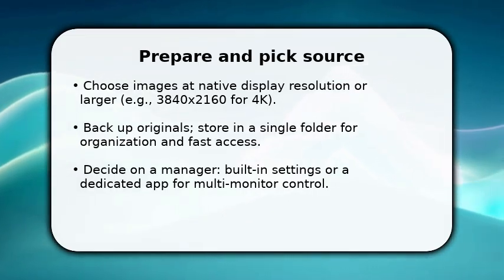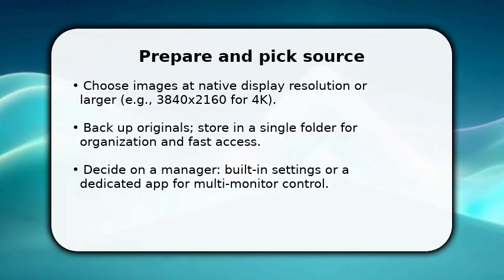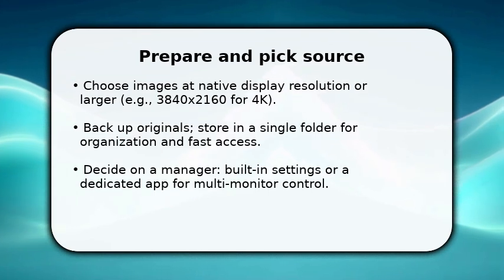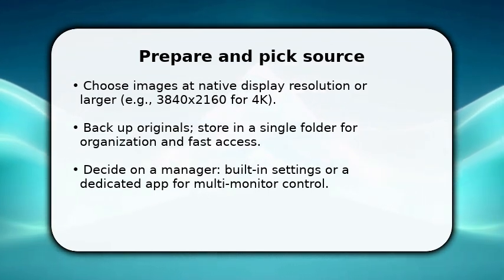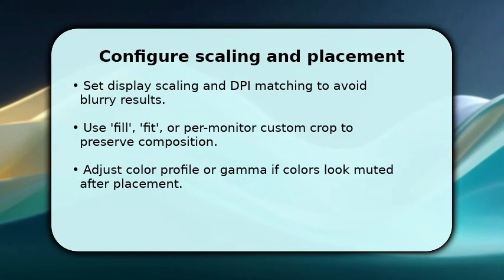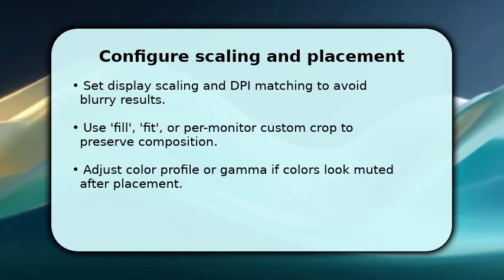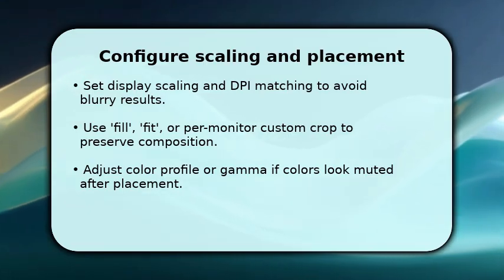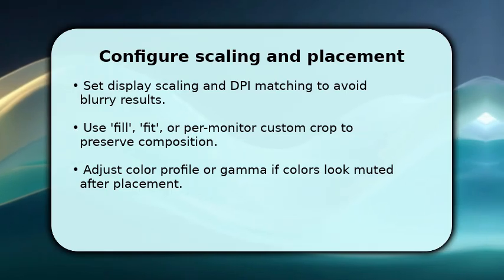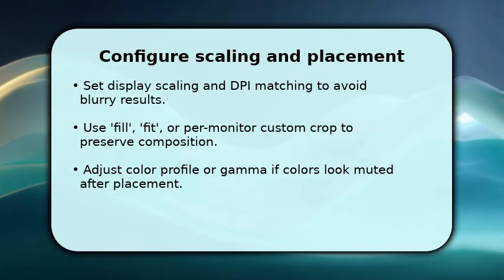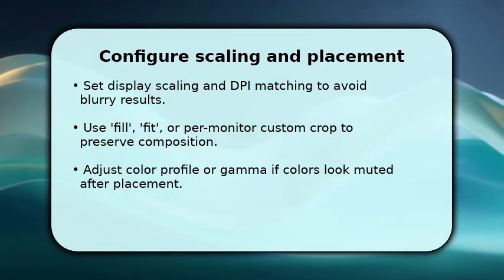This first step saves time later, because you won't need to resample or hunt for files while configuring transitions and scaling options. Now you configure how each image fills the screen so composition and sharpness stay intact. You choose fill, fit, stretch, or a custom crop per monitor. Make sure display scaling and DPI settings match so fonts and details remain sharp.